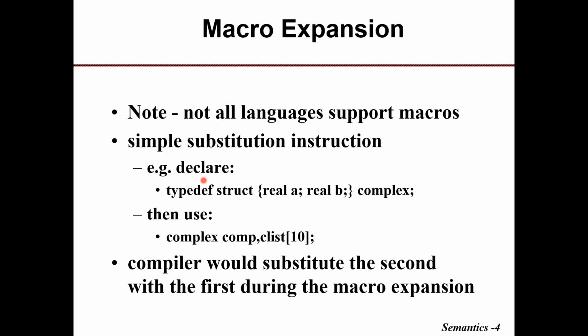It would know the sizing requirements for every A and B in there, and every instance, one of comp, and all 10 instances of CList. So you can get to any one of those members, A and B, from any one of those actual instances, comp or CList at a specific indexed location. Make sense? Of course, this is just one example. There's lots and lots of macro expansions that languages can support. And that's the work that needs to be done at this phase of the compiler.